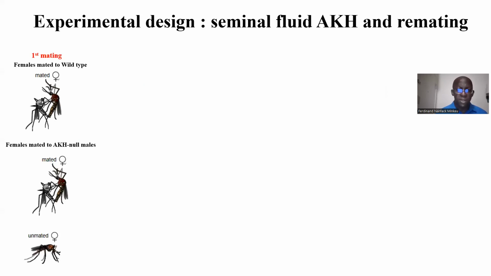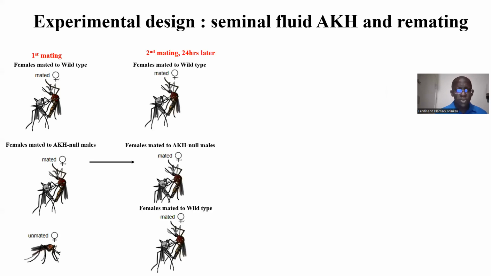So we did first the first mating, wild type females mated to the wild type males, and then females mated to the AKH nulls. So during the second mating, we did the same thing. Female mated to the wild type males, but this time the sperm was fluorescent. So we use the fluorescent males. Females mated to the AKH null males, and then the unmated was mated, because our idea was to check if there is a remating.